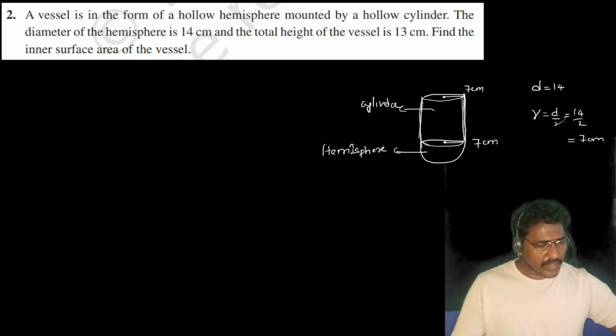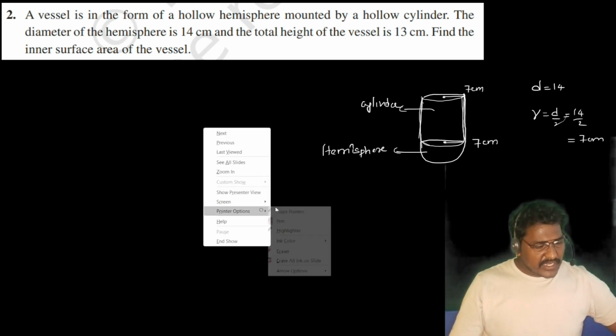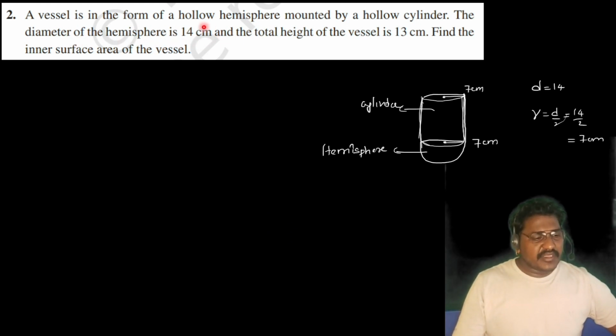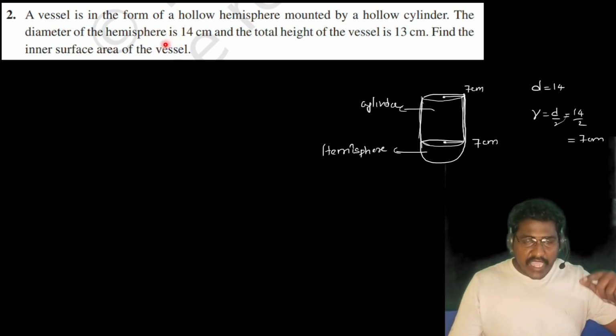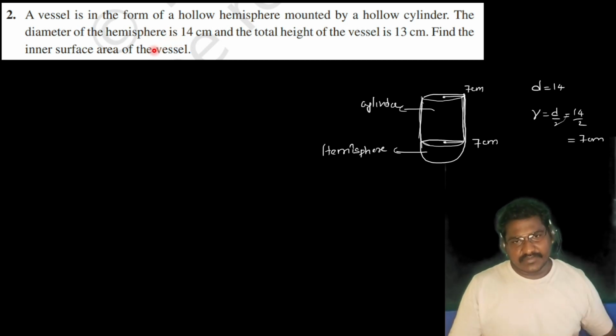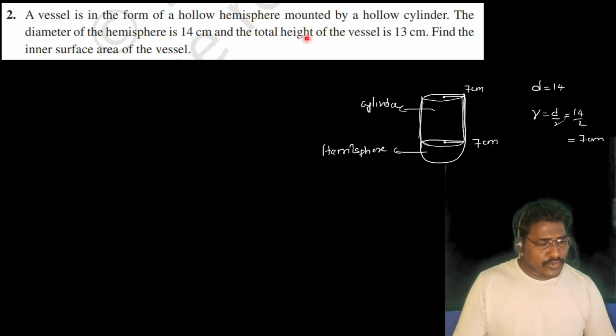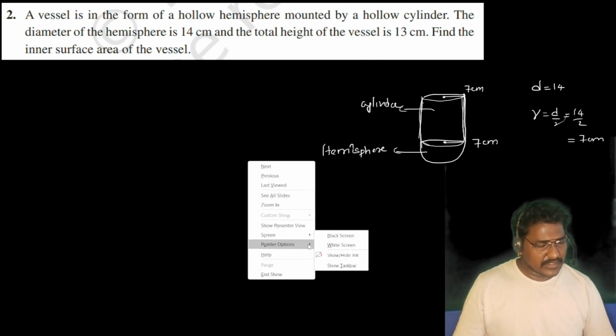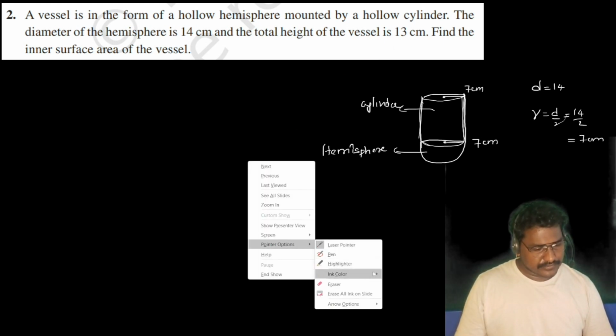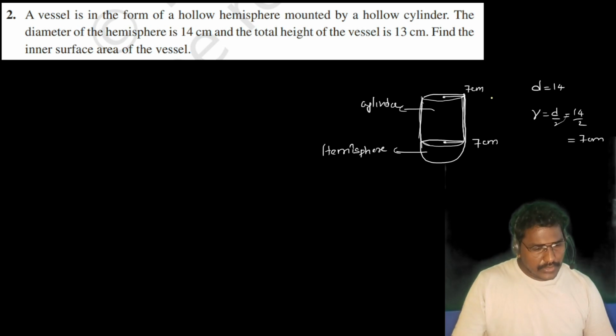Now, here clearly it was given that the diameter of hemisphere is 14 centimeter. Diameter of hemisphere is 14 centimeter means even diameter of cylinder is also 14 centimeters because they are mounted. Mounting means they will have common radius. And the total height of vessel is 13 centimeters. See here, total height is 13 centimeter.